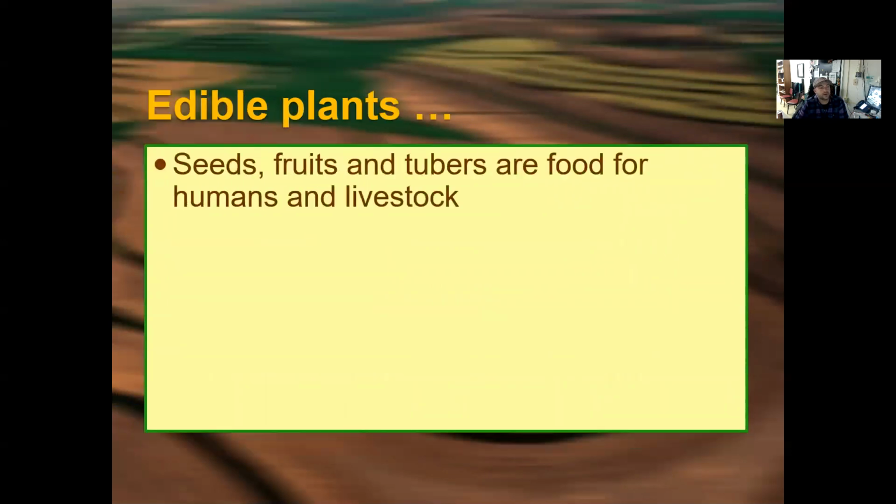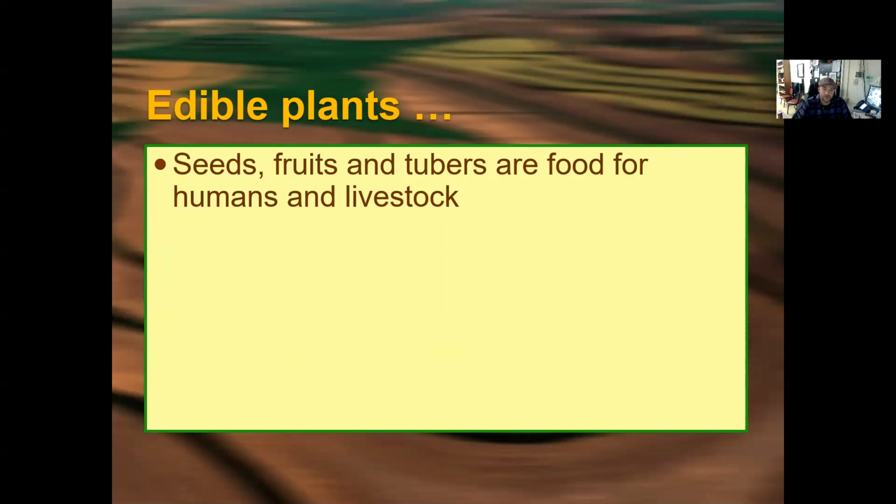Edible plants. Seeds, fruits, and tubers are food for humans and livestock. Some plants are grown specifically for livestock, such as field corn, which is fed to many different types of animals, very specifically pigs.